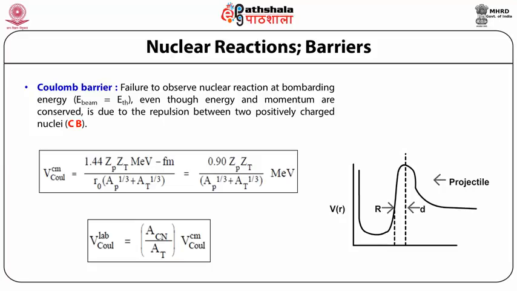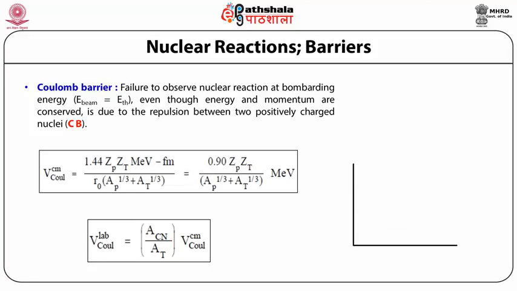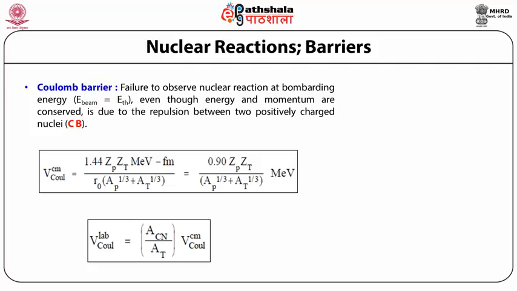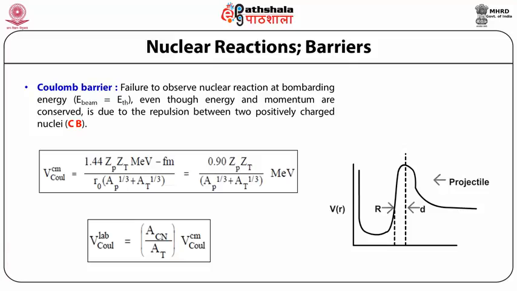So we need to convert this center of mass energy into lab energy to get the proper idea of when the reaction can happen. To obtain the Coulomb energy in the lab frame, we use this formula: V Coulomb lab is equal to ACN over AT times V Coulomb center of mass, where ACN is the total mass of the system, that is A of the compound nucleus upon A of the target.